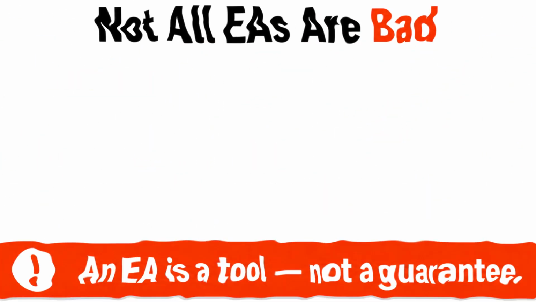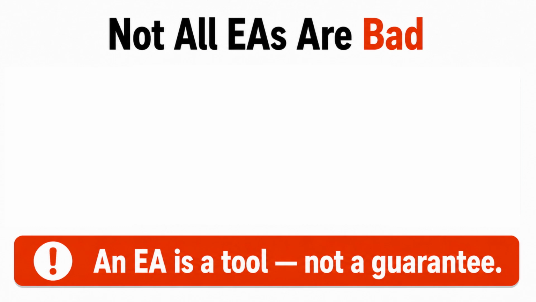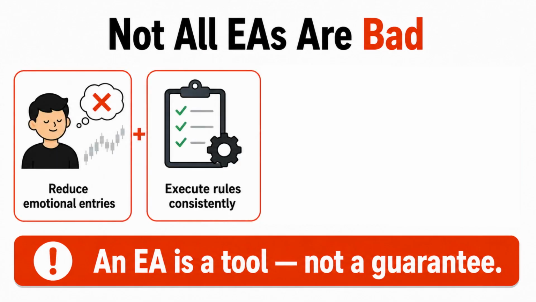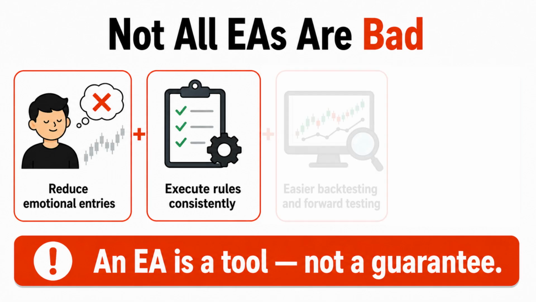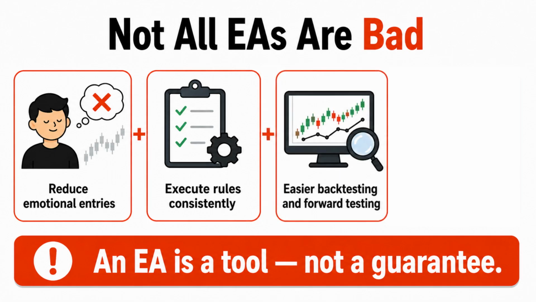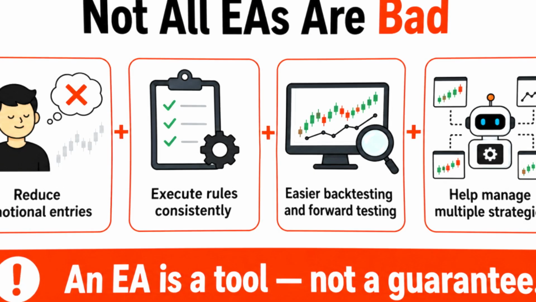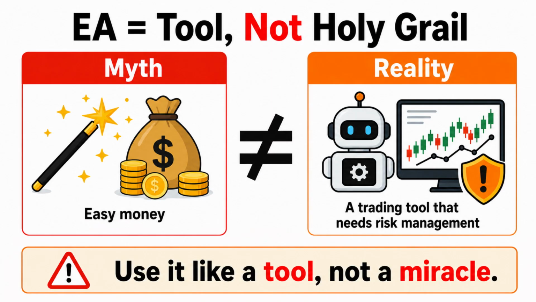On the other hand, not all EAs are bad. An EA is simply a tool that automatically executes predefined trading rules. It can reduce emotional entries. It can execute rules consistently. It makes backtesting and forward testing easier. It can help manage multiple strategies. These are real advantages. The important thing is not to treat an EA as a holy grail. You need to treat it as a trading system that requires risk management.